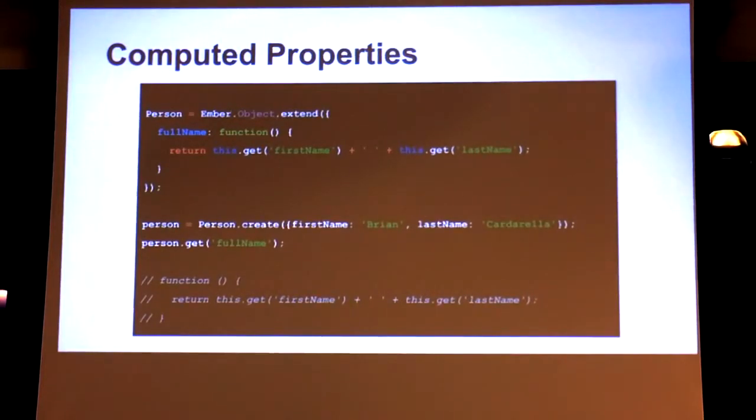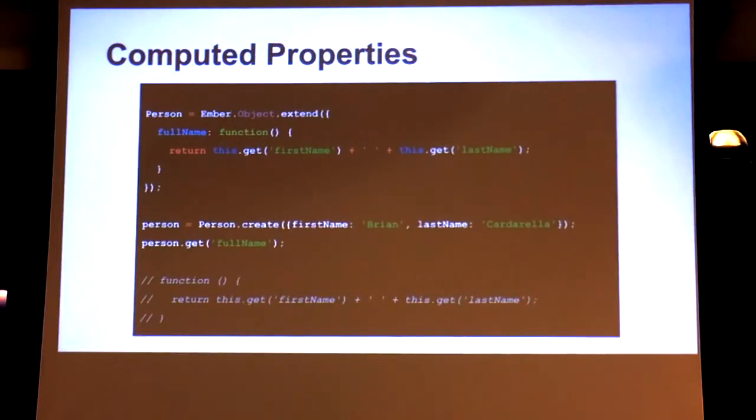So computed properties, this is one of the earlier selling points for Ember. I think they're pretty cool, but if you've looked into Ember at all, this is probably one of the first things you run across. There's a difference between what a pure function is and what a computed property is. In this case, if we have this fullName function here, and we get the fullName property, it will just return the actual function.